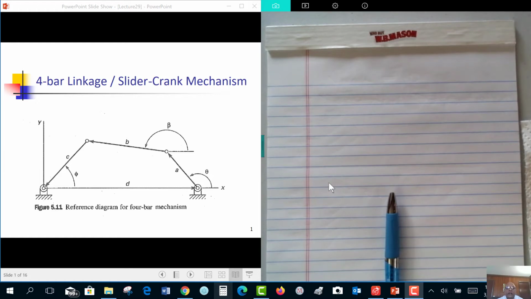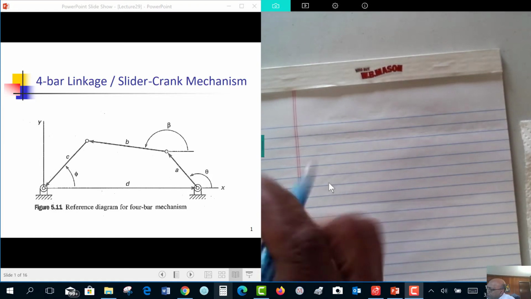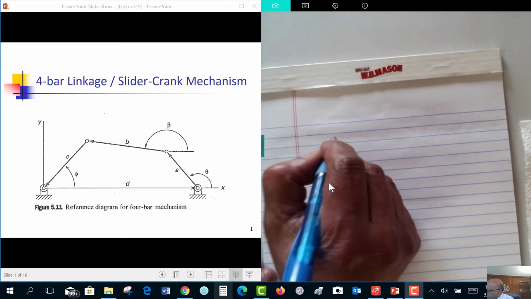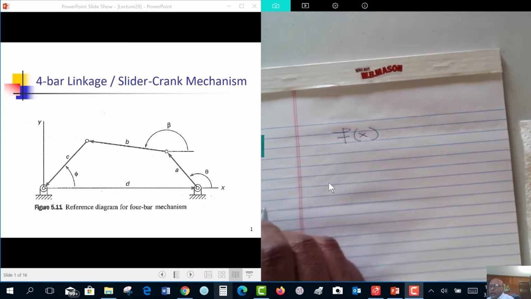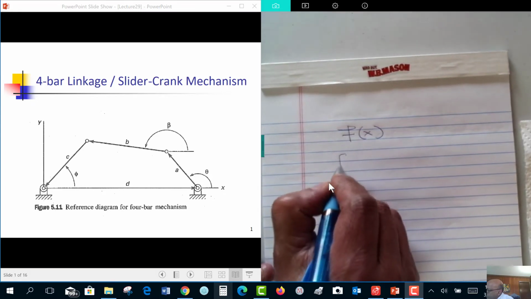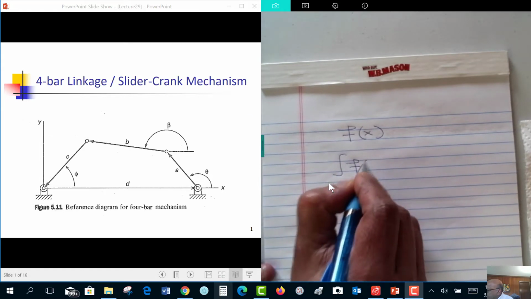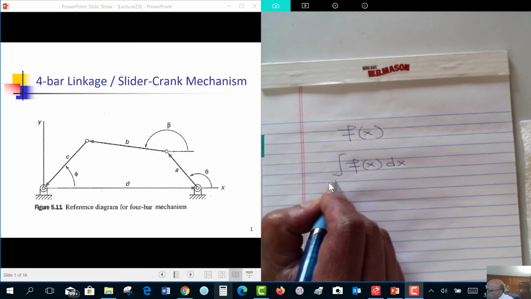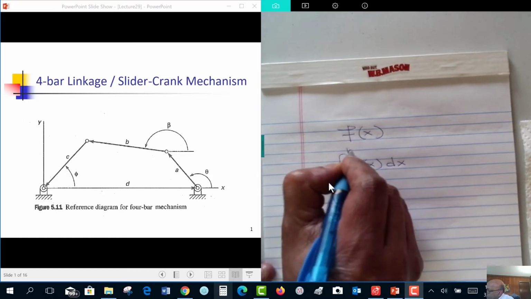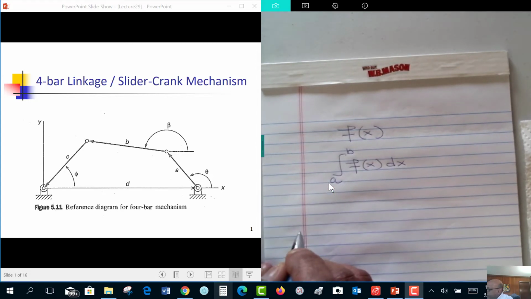Before we begin, let me back up a little bit and talk about what we have done so far. In the beginning, we learned how to find the root of a function. Then, a little later on, we learned how to integrate the function with respect to x between limits a and b.